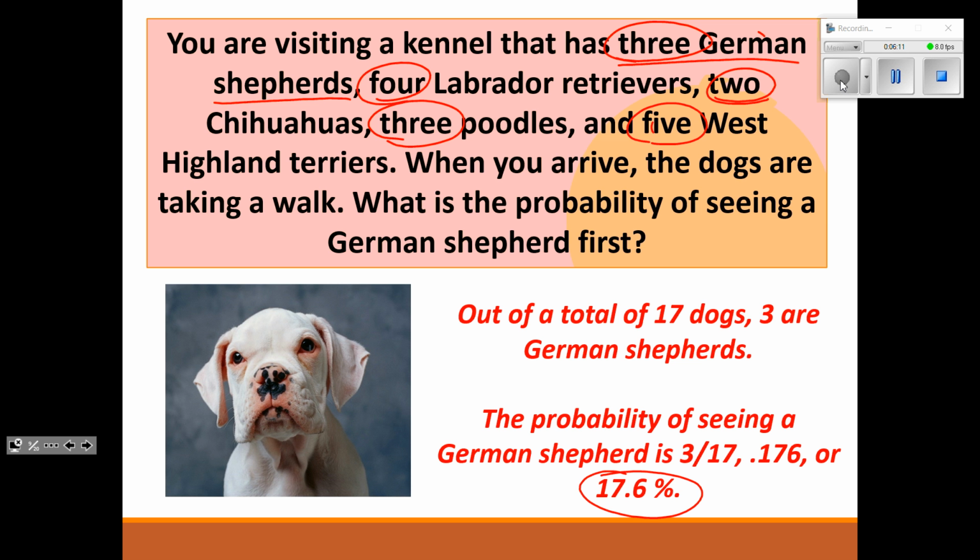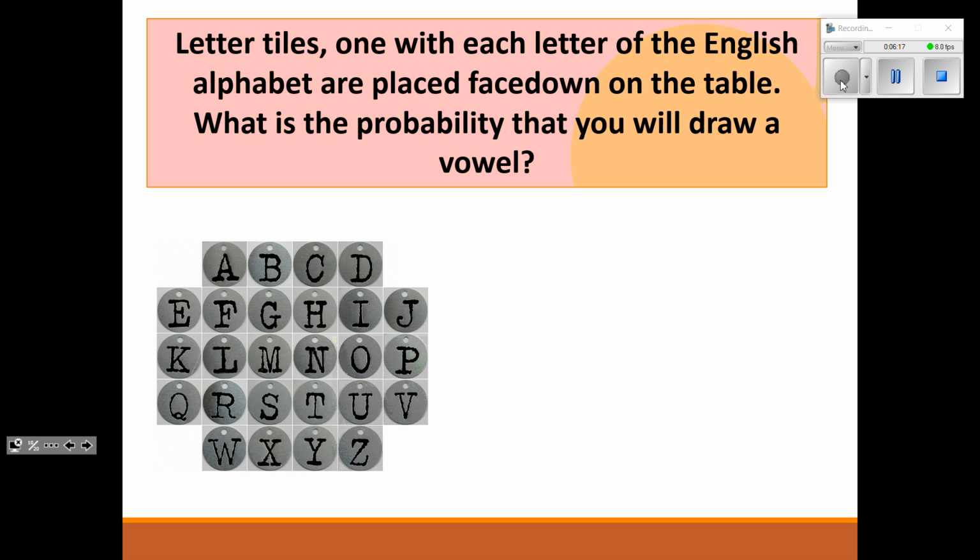26 letter tiles, one of each letter of the English alphabet, are placed face down on the table. What is the probability that you will draw a vowel? There are 26 letters in our alphabet. How many vowels do we have in our alphabet? A, E, I, O, and U. 5 vowels. So that would be 5 to 26.